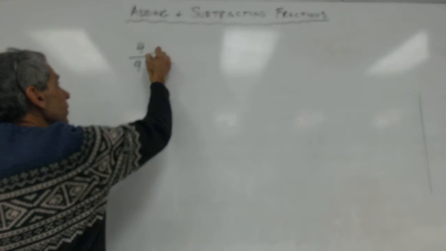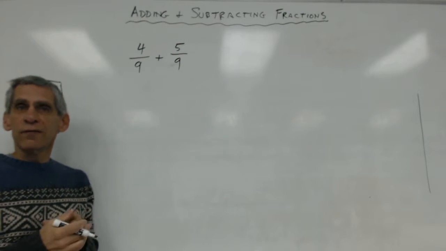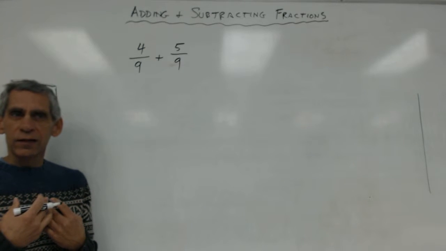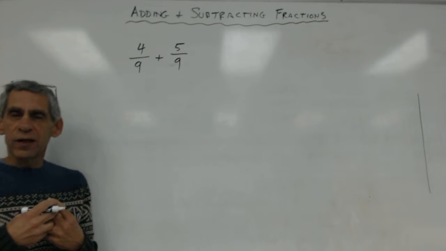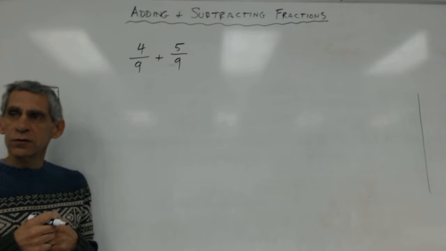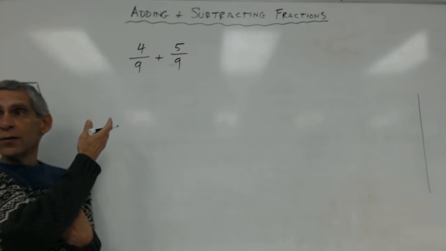4/9 plus 5/9. Do I have common denominators? Do I have to when I'm adding and subtracting fractions? Yeah, I have to have the same denominators, common denominators. So what would I do? Yeah, I have common denominators, so what do I do?